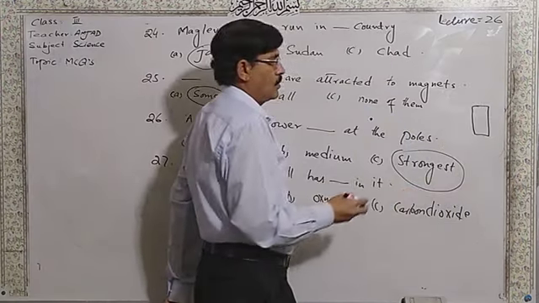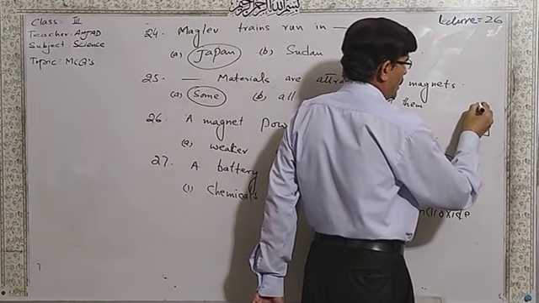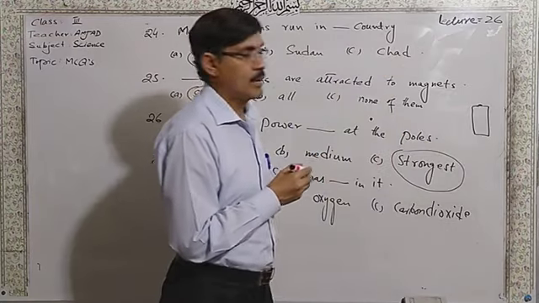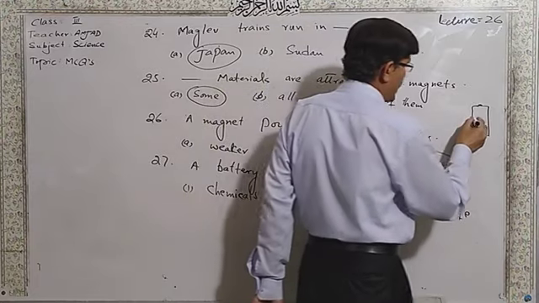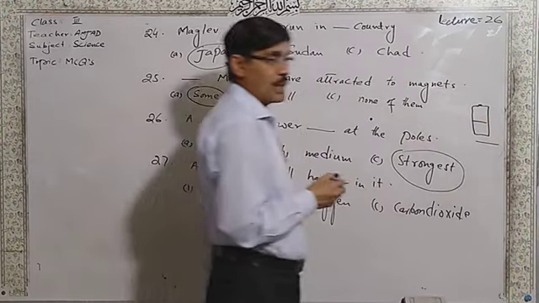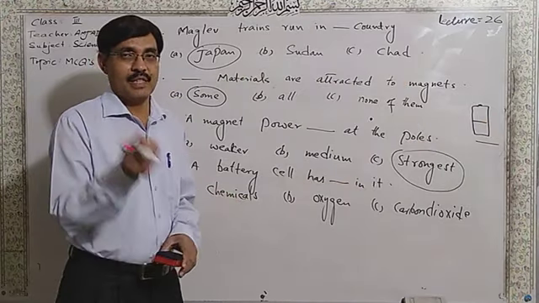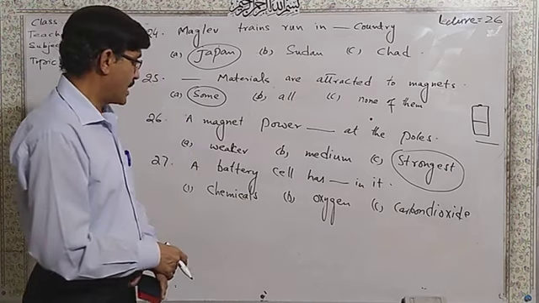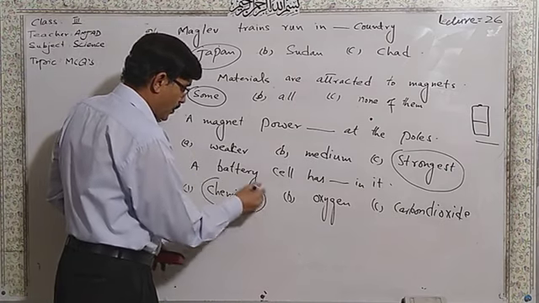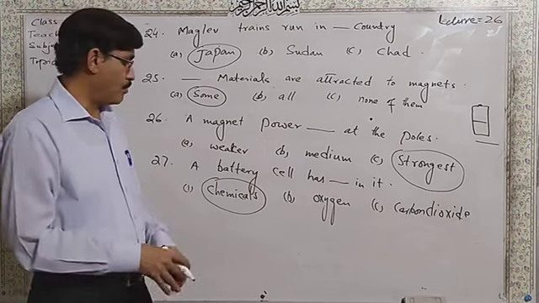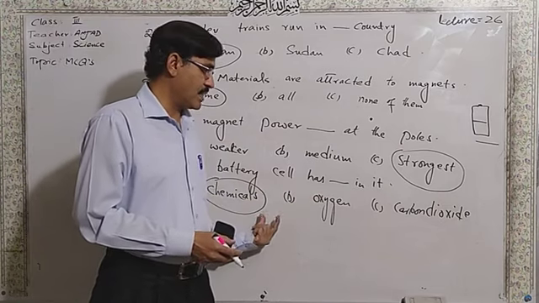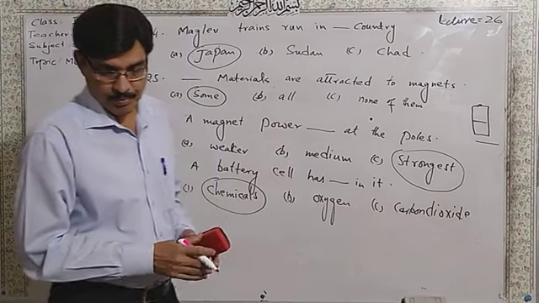In the circuit, we have studied about what cell. This is a battery cell. I told you earlier in this lecture, it has chemicals. It has got chemicals. A battery cell has chemicals in it.